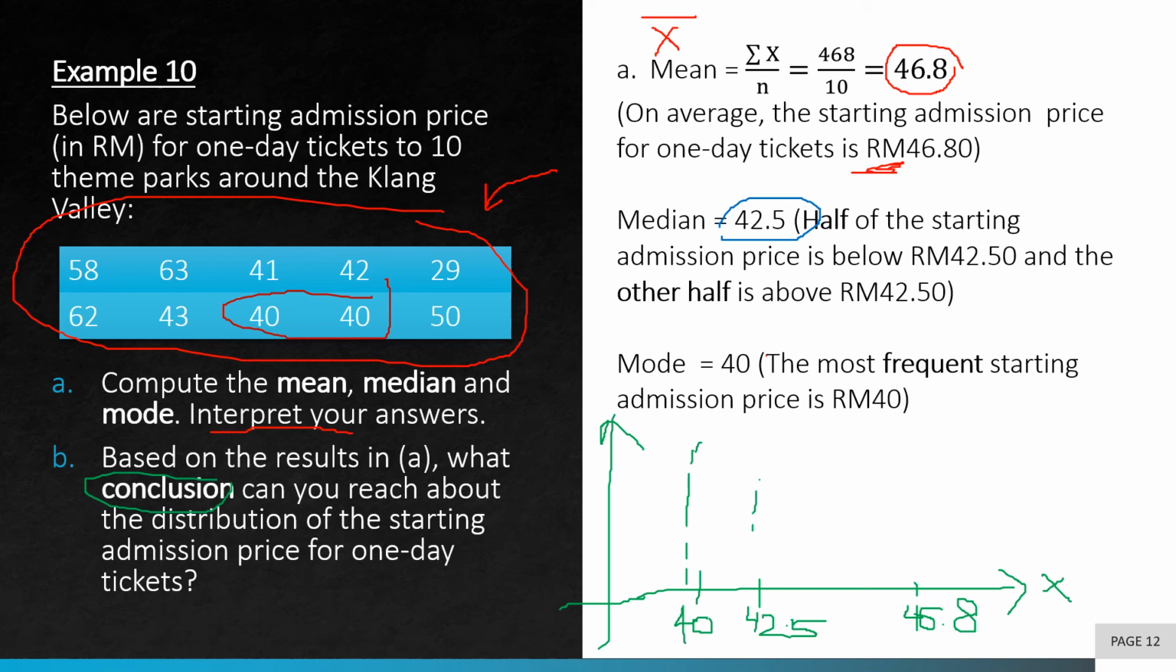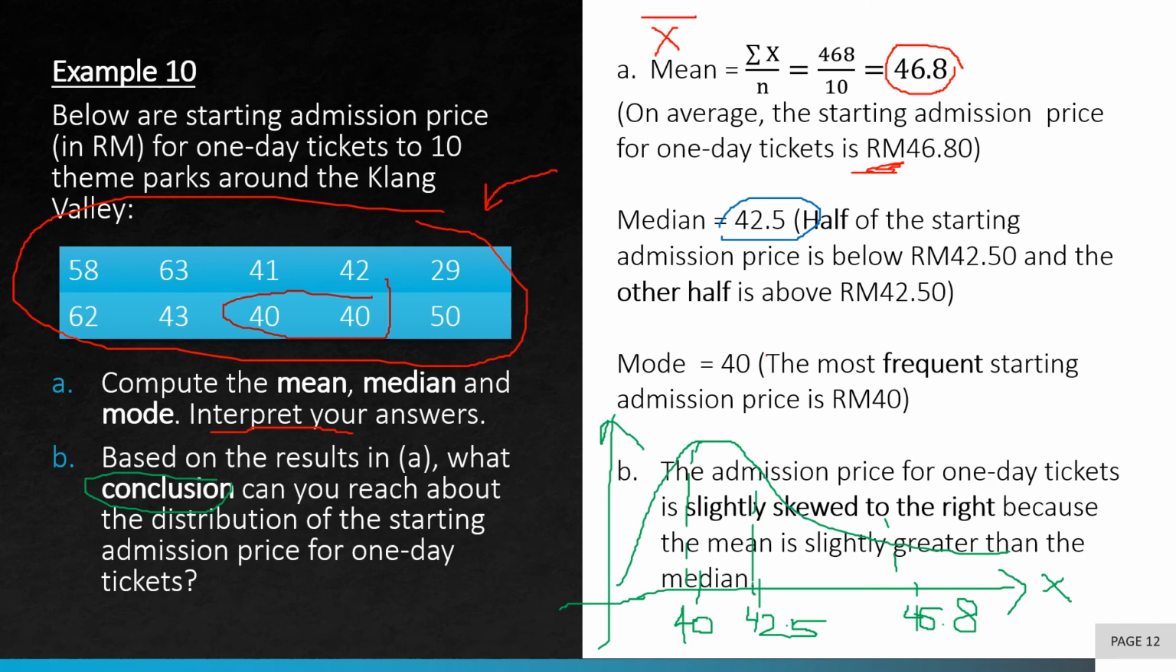Then here we have the median, then we have your mean. So what is this shape? Yes, it is skewed or slightly skewed to the right because the mean is slightly greater than the median and the median is more than the mode. Okay, so I hope you understand this bit.